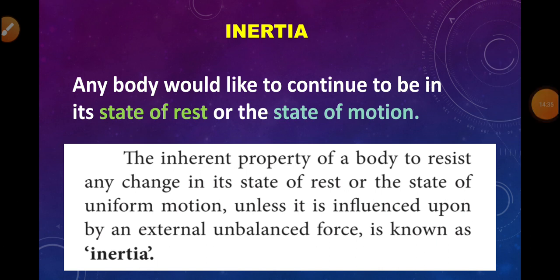If there is no external unbalanced force, the object or body would like to continue in its state of rest or state of motion. So that is called inertia. This is a very important concept. The inherent property of a body to resist any change in its state of rest or state of uniform motion, unless it is acted upon by an external unbalanced force, is known as inertia.